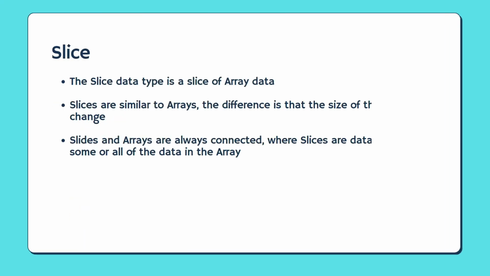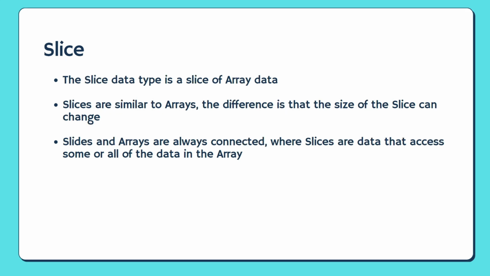Slice. The slice data type is a slice of array data. Slices are similar to arrays. The difference is that the size of the slice can change. Slices and arrays are always connected, where slices are data that access some or all of the data in the array.